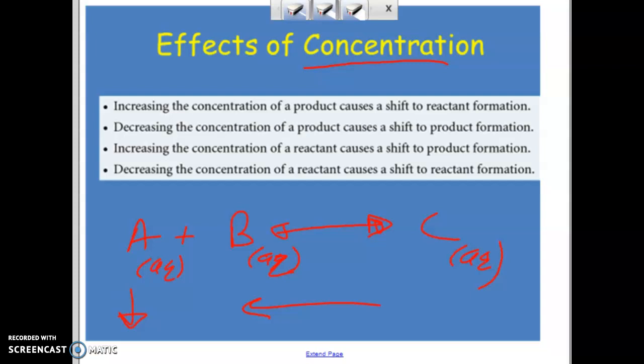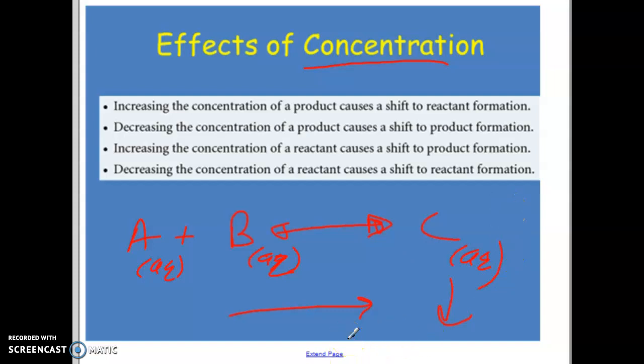Right? And as you can imagine, if we were to remove C instead of removing A, we would have the opposite. If we remove a product, it's going to want to shift to the right to produce more product because it wants to replenish what has been lost. Or we can say we have a shift to the product formation.